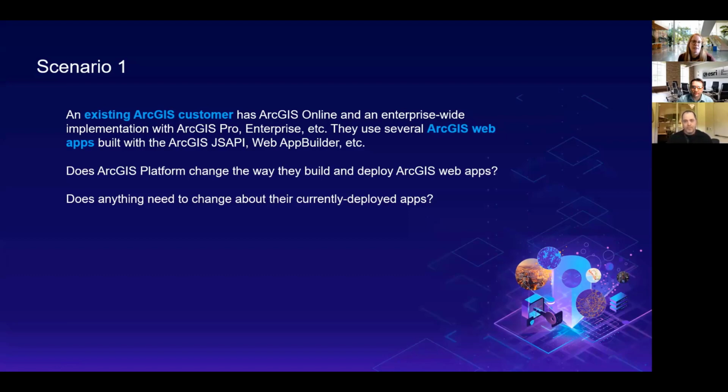So in this scenario, we have an existing ArcGIS customer. Let's say that they have ArcGIS Online and an enterprise-wide implementation that uses software like Pro and Enterprise. And they have several ArcGIS web applications. Maybe they're built with the JavaScript API or Web App Builder or some of our other builder apps. Does ArcGIS Platform change the way that they build and deploy ArcGIS web apps? And does anything need to change about their currently deployed apps? Alex, I'll let you answer that one.